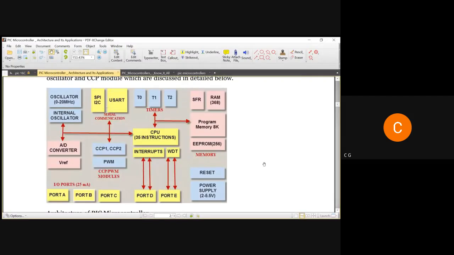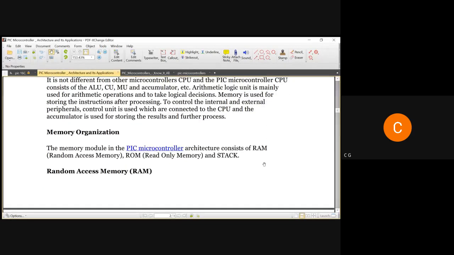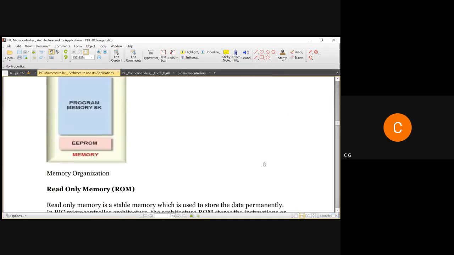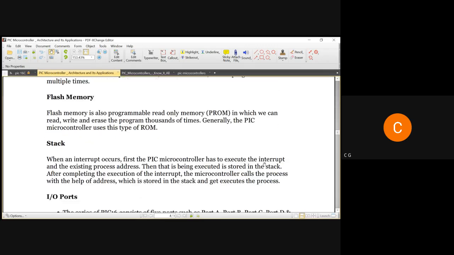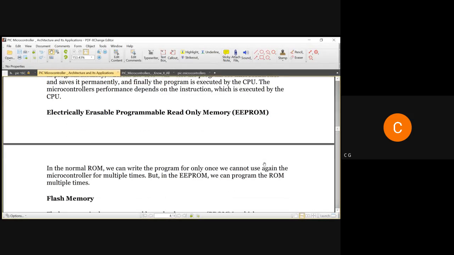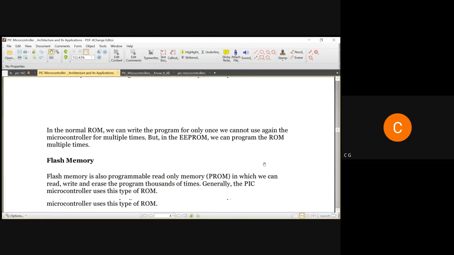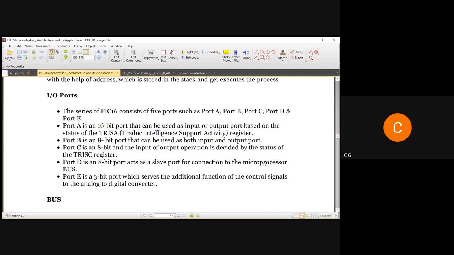There is one document by Tarun Agarwal. So I think this is the same one. This is summarizing the capabilities and the peripherals, the devices which are there in the PIC microcontroller. RAM, ROM, stack, and other things we have seen. Let us just see what is there in the I/O port.